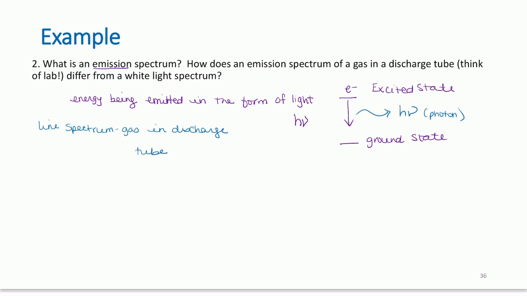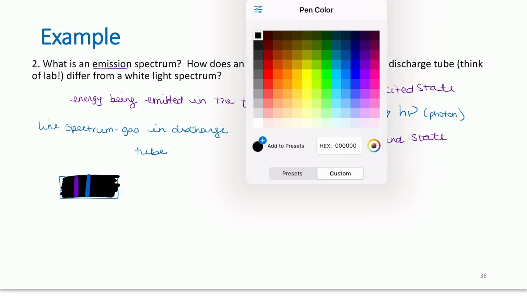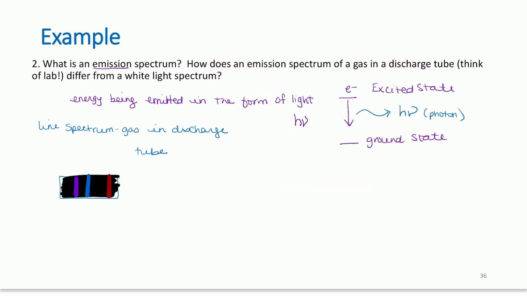When we see this, what we're going to have here is some kind of spectrum, and it will all be black in here. But you're going to have very specific lines. So you'll have a purple line, maybe a blue line, maybe a red line. It's very discrete lines.